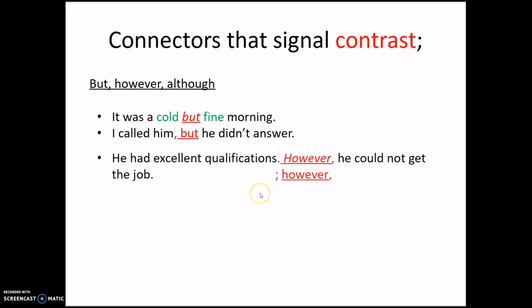However is the second one. So he had excellent qualifications, however he couldn't get the job. We can use however at the beginning of the second sentence like this, or we can use it with a semicolon.